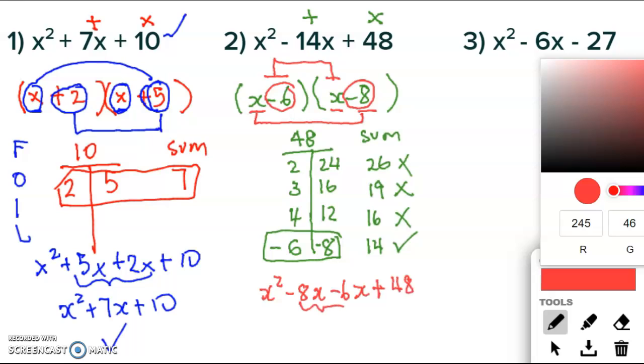And combining the like terms, I get x squared minus 14x plus 48, which is indeed what we started off with. So I know that this is correct. Okay.